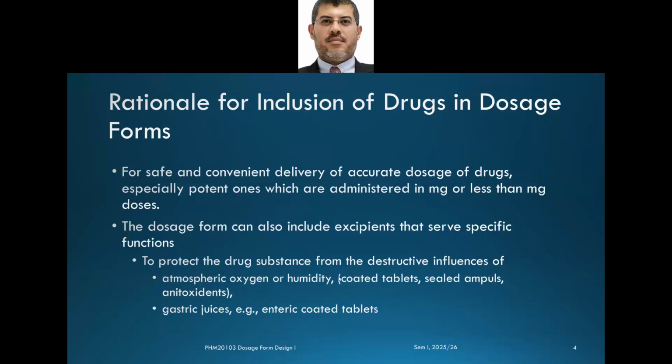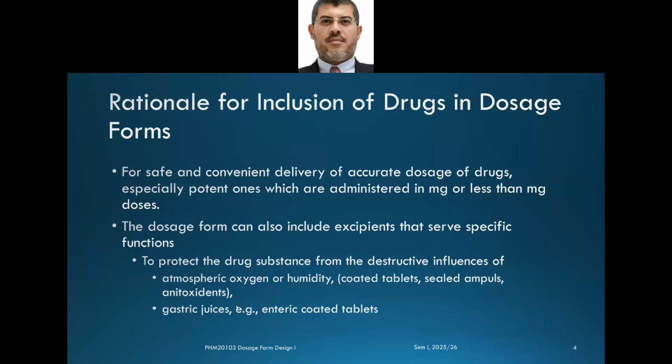This one for protection from humidity, I can coat the tablets with substances that prevent the permeation of moisture. From oxygen also, when we prepare ampoules, then we can seal the ampoules, and then we can have an inert gas like nitrogen or carbon dioxide in the space above the liquid level.